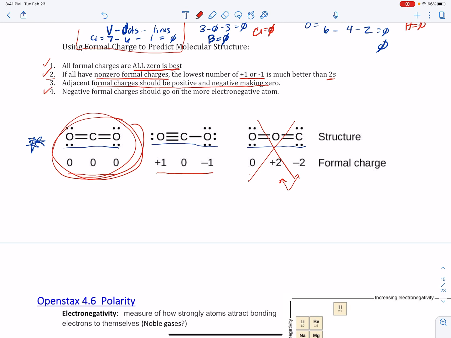And then the other thing is, if you are stuck with a negative, the negative formal charge should be on the more electronegative atom. And if you don't remember that trend from the other chapter, we will be getting to it right after this section. So make sure and look through these, compare these in your head, and we're going to scroll on down to the chart so we can practice on the chart.